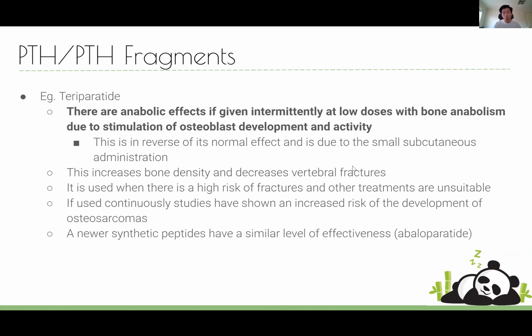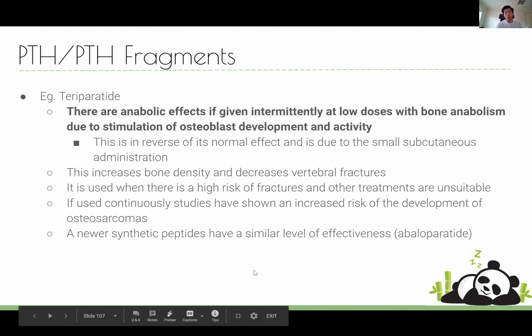And then parathyroid hormone fragments. This is an anabolic effect. The drug example is teriparatide. At low doses, it helps with bone anabolism due to the stimulation of osteoblast development and activity, which is quite different to what it normally does. Remember, PTH normally in large enough concentrations will go against that and cause bone resorption. But in low enough quantities as fragments, it can have a beneficial effect in terms of bone development. It also increases your bone density and decreases your vertebral fractures.